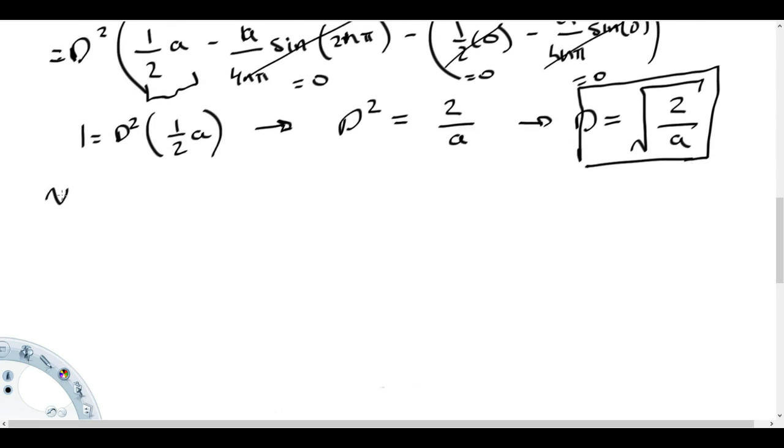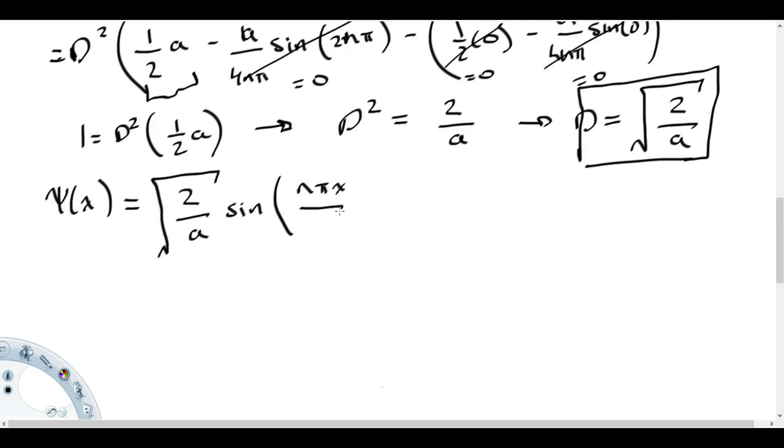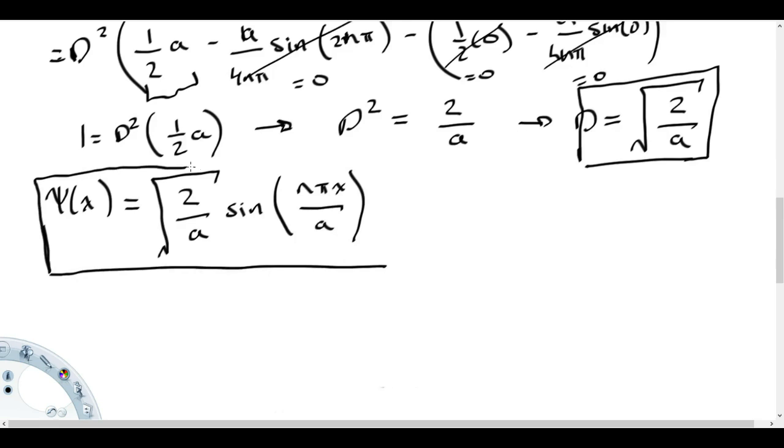So now we recall the wave function is equal to psi of x equals d, which we just found. So that's square root 2 over a. And then the rest of it is sine n pi x over a. So this is our wave function for this particle in an infinite potential well between the regions 0 to a where it exists. So in a way, I suppose the quantum mechanical analog of the classical equation of motion is essentially this wave function.